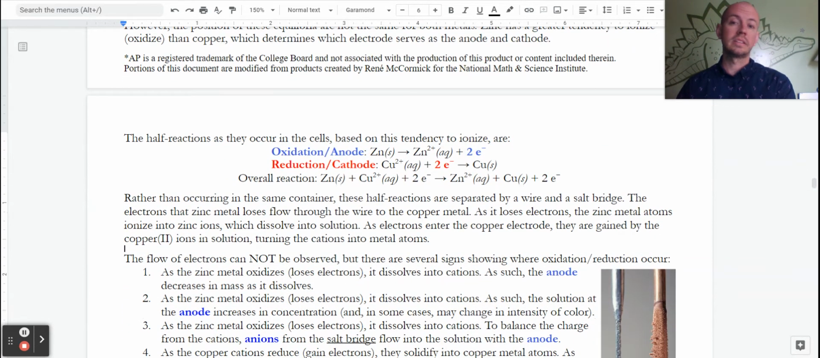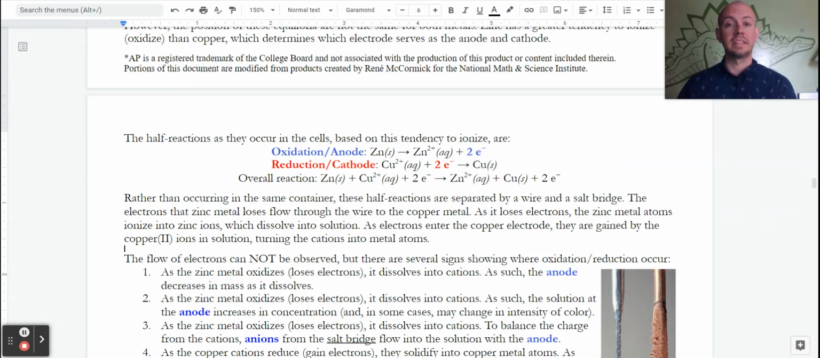So when we look at this, we don't think of it as an equilibrium, because if it were an equilibrium, then we would not have an overall loss or gain of electrons. Eventually, we will get to equilibrium, but we're going to start off with the more likely to lose or ionize as the oxidation, the zinc, and the copper will be reduced. The zinc is the anode, the copper is the cathode. And when we put this all together, zinc turns into zinc ion and copper ion turns into copper metal.